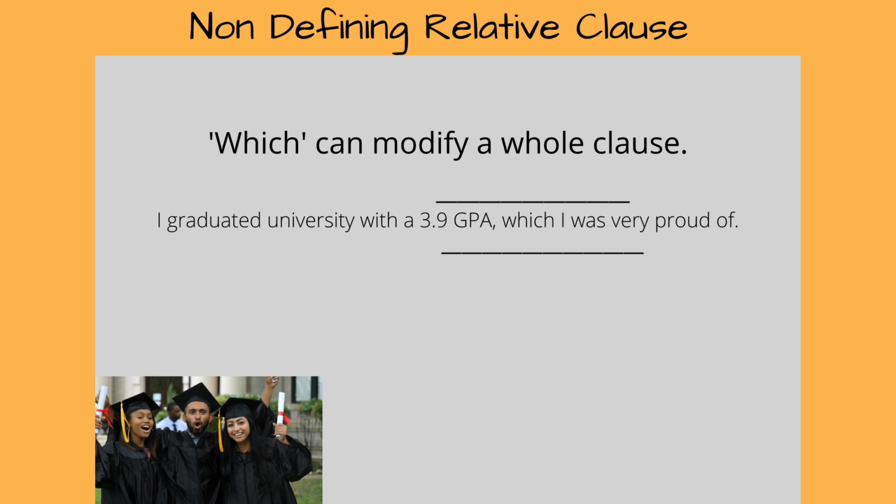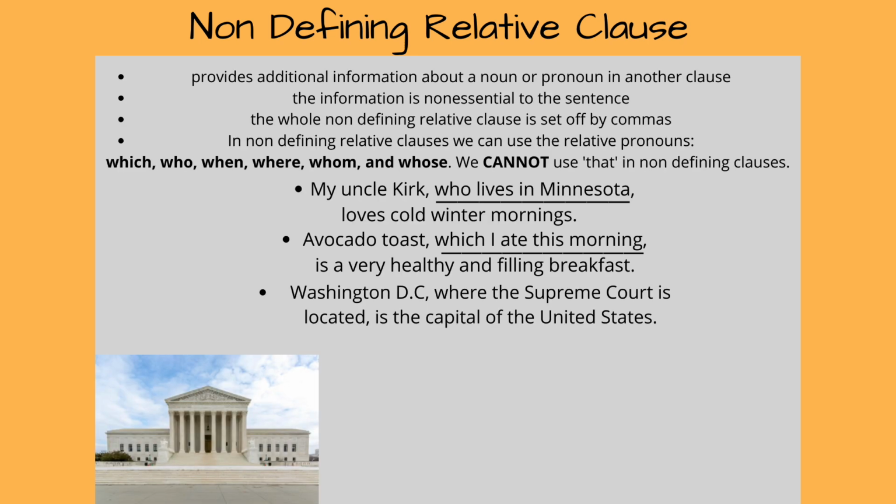Okay, so back to more examples of non-defining relative clauses. Washington, D.C., where the Supreme Court is located, is the capital of the United States. The non-defining relative clause, you can see because it's set off by commas, is where the Supreme Court is located. It gives non-essential information about Washington, D.C. It does not help us define or identify the city, as we clearly already say it is Washington, D.C. We just give supporting additional information about Washington, D.C.